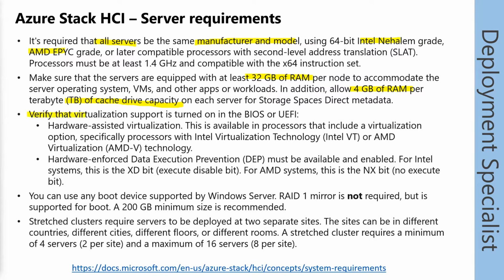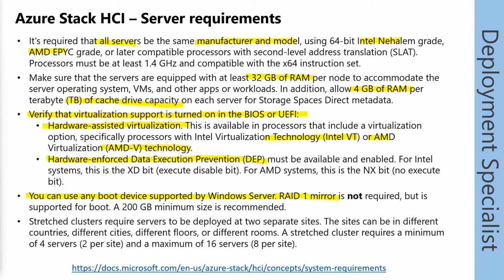Important is that we have support for hardware virtualization. It has to be enabled in the BIOS or in the Unified Extensible Firmware Interface. It's hardware-assisted virtualization: for Intel CPUs, it's Intel VT, or AMD-V technology. We also need the hardware-enforced Data Execution Prevention feature. These are both features we can configure in the BIOS or in the firmware. We can use any boot device supported by Windows Server. It can be a RAID 1, it can be a mirror device, but it's not required to have redundancy for the operating system device, so it depends on your preference.